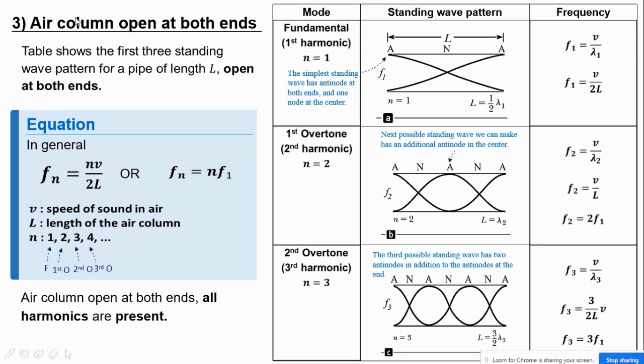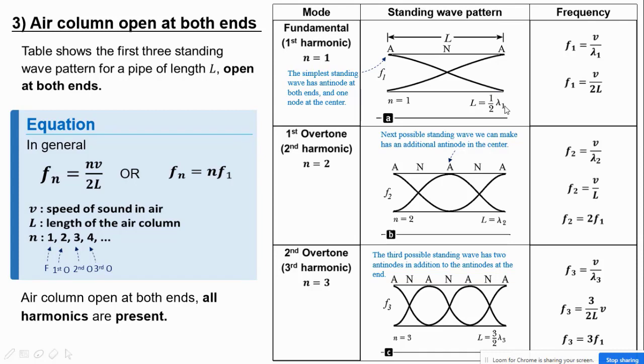Next we have the air column open at both ends, which is the open pipe or open tube. This table shows the first 3 standing wave patterns for a pipe of length L open at both ends. We have the fundamental mode, the first harmonic, n equal to 1. This is the drawing pattern. The simplest standing wave has antinodes at both ends and 1 node at the center. So we have a total length of the tube equal to 1/2 λ1.